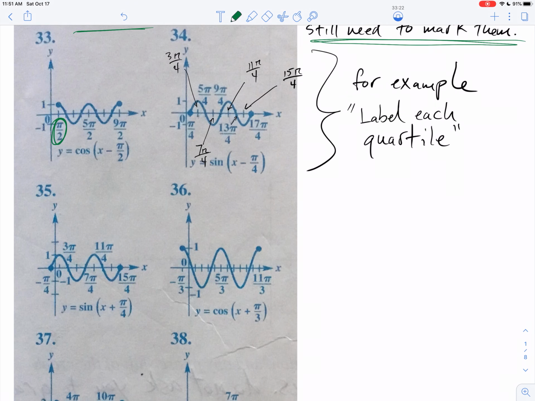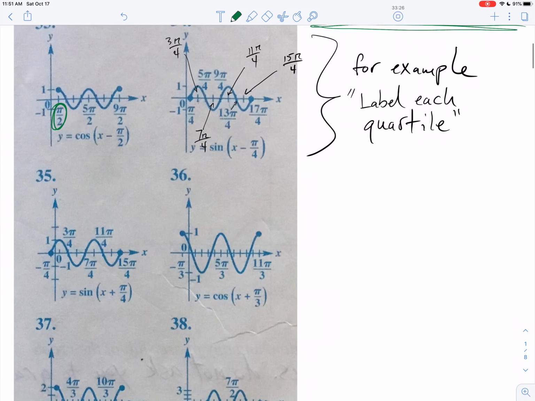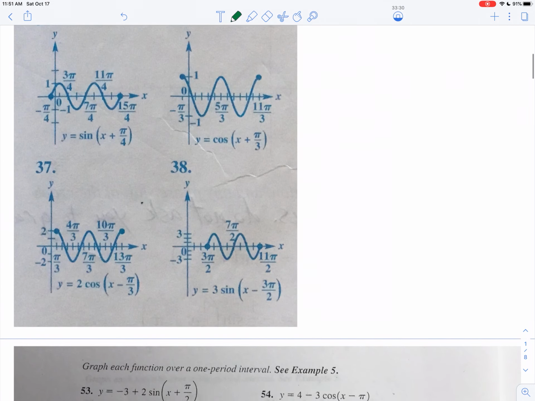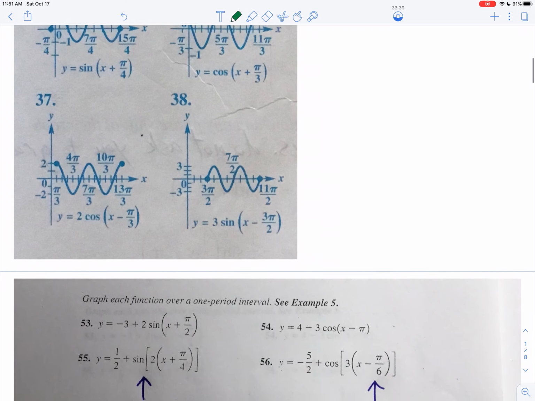Now, that's why I'm always in the Zoom room. If you need help, come back and ask. I will help you. But here's the answer key for those ones. Pause it, take a picture of it, but realize they're missing a whole lot of their quartiles. Then, here's the next set of problems.